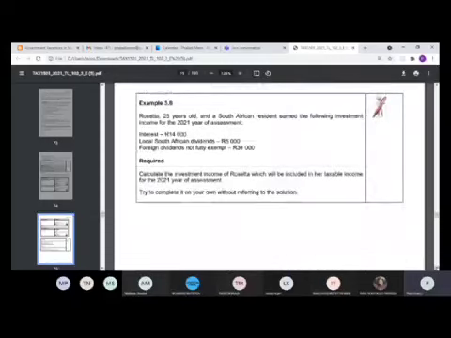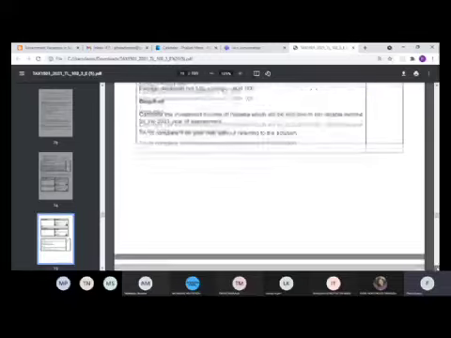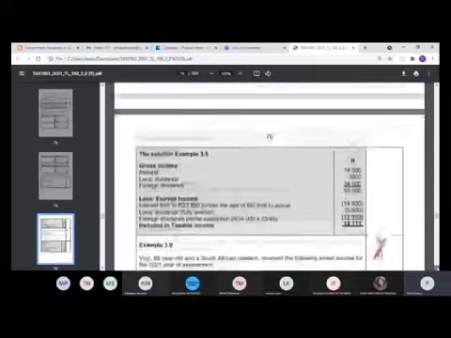The local dividends is not that complicated. Let's have a look at this example. It says Rosetta is 25 years of age, and Rosetta is a South African resident and has the following investment for the 2021 year of assessment. The interest of 14,000, local South African dividends of 5,000 rand, and foreign dividend not fully exempt. So they say that you need to calculate the investment income of Rosetta, which will be included in your tax tables. But let's have a look at how they do that.